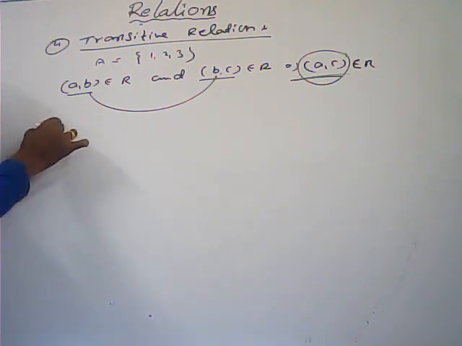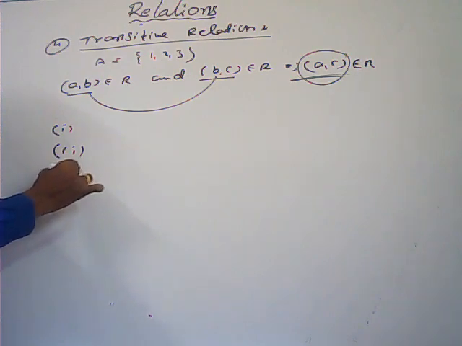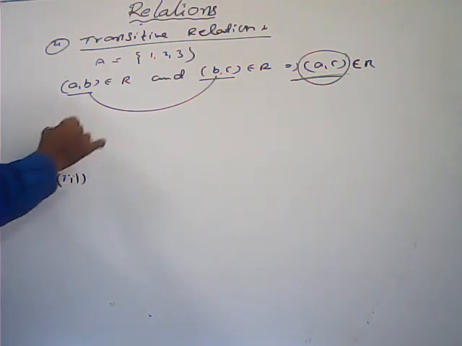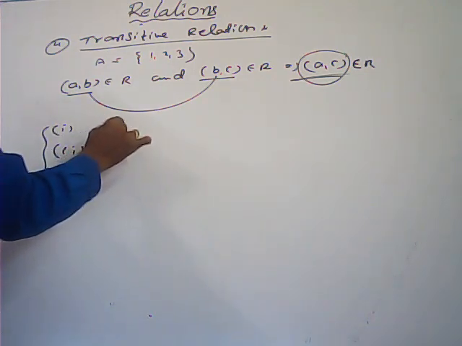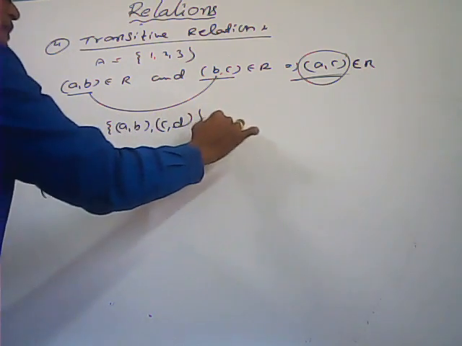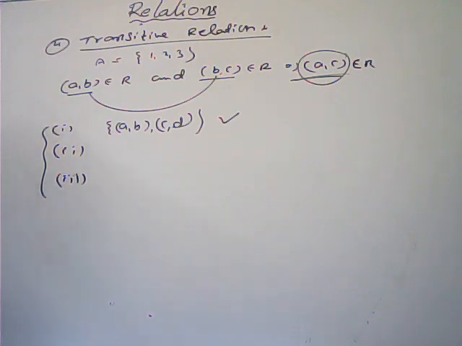And here I am writing 3 points. If you understand these 3 points, then transitive is very easy to understand. Here what I am saying: if there is no relation between two ordered pairs, for example (a,b) and (c,d), this is a transitive relation. If there is no relation between any two ordered pairs like (a,b) and (b,c), that is a transitive relation.